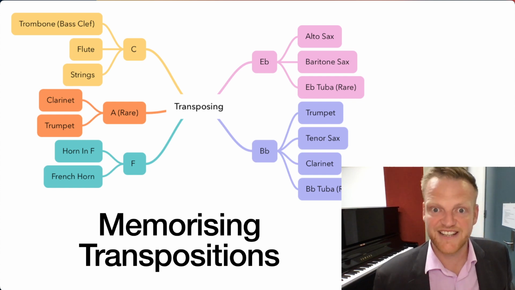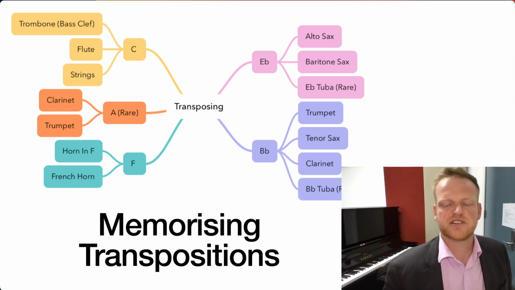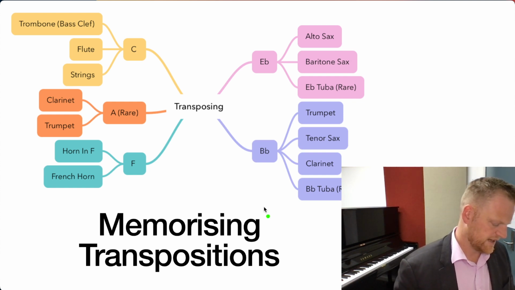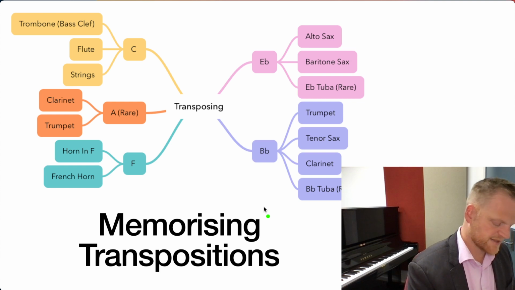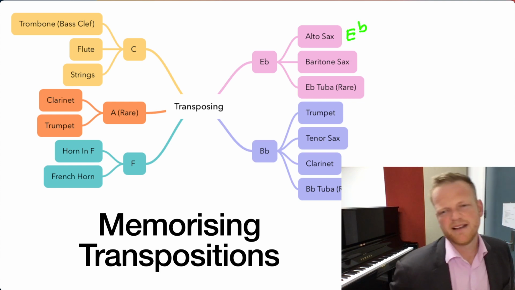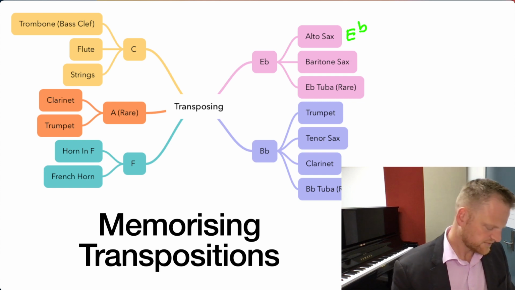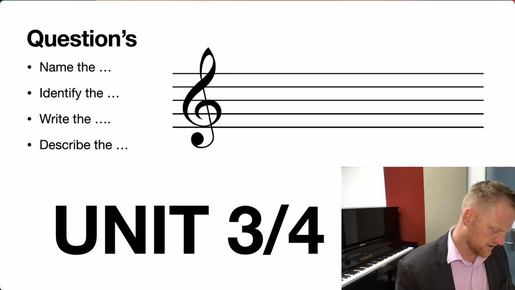I've made this handy little diagram, which I think shows the most common. But I think in an exam, you'd get a question like, transpose this melody for alto sax in E flat. I think that's how it would have to be worded because it doesn't actually tell you which instruments to learn. Who knows then? Okay, I think we're done.